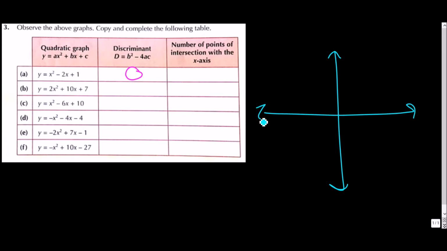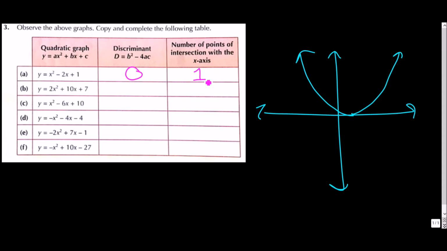So this graph here is going to look something like this. Okay, so I can see here that it only has one intersecting point. Okay, so it only intersects once.